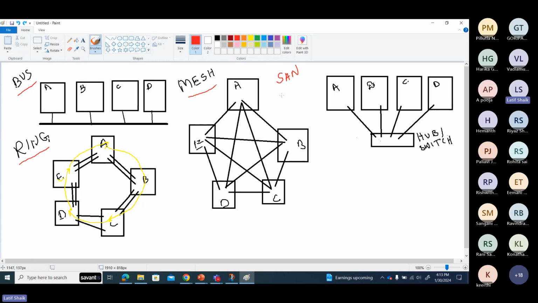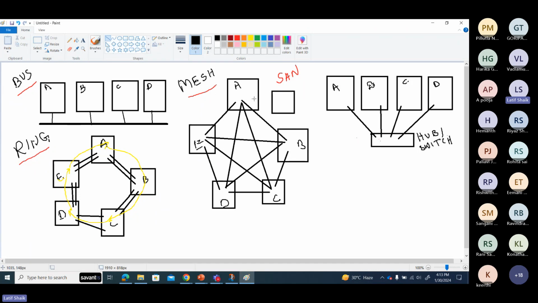Okay, it is not redundant, not like a mesh topology. It's not redundant and it is easily scalable. What is scalability? You are able to increase the size of your things, like either storage or network or anything. Okay. So consider a mesh topology.